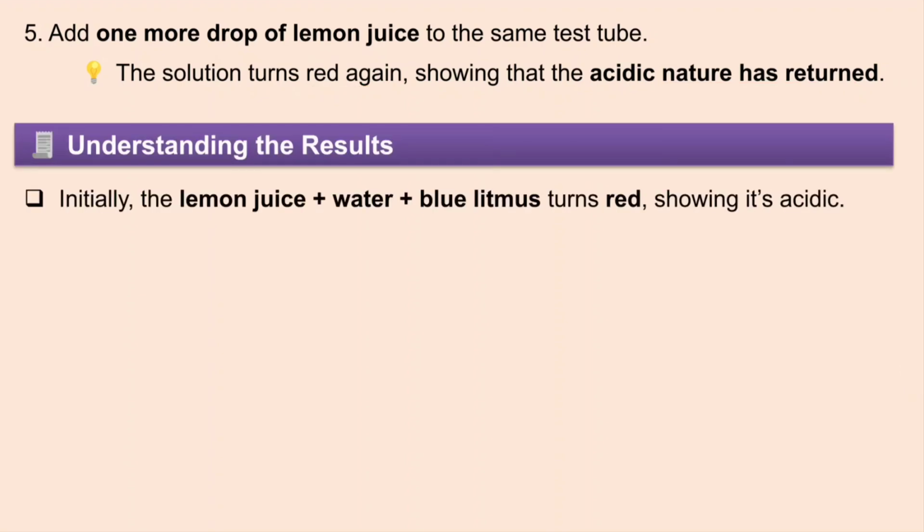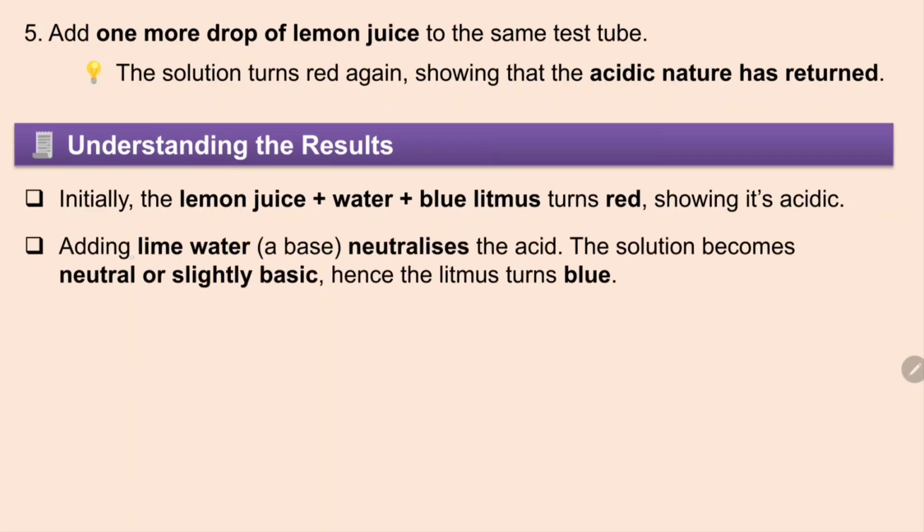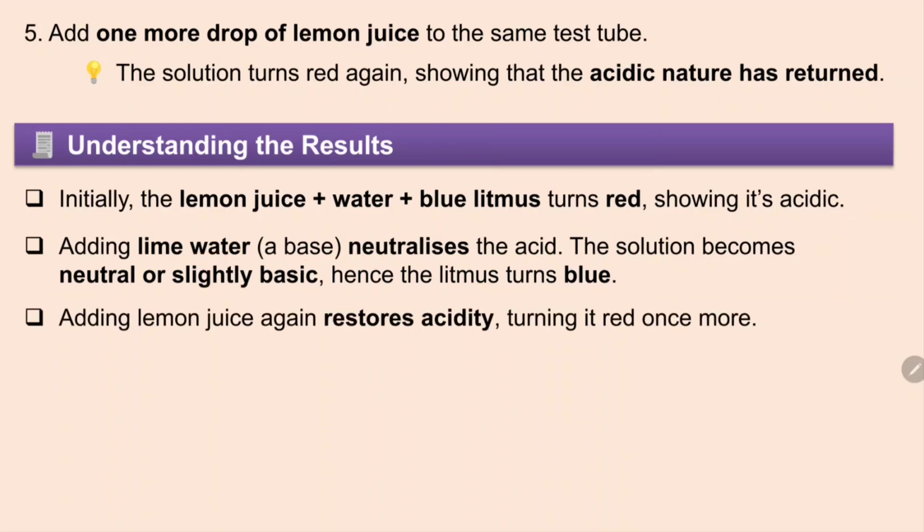So understanding the result, what do you understand? Initially we added lemon juice plus water plus blue litmus solution, which turns red, showing that it is acidic. So this was the first case, isn't it? Second, what we did was add lime water, that is a base, and this neutralizes the acid, means it turns blue, isn't it? The solution becomes neutral or slightly basic, hence litmus turns blue. And again adding lemon juice restores the acidity, turning it red once more.